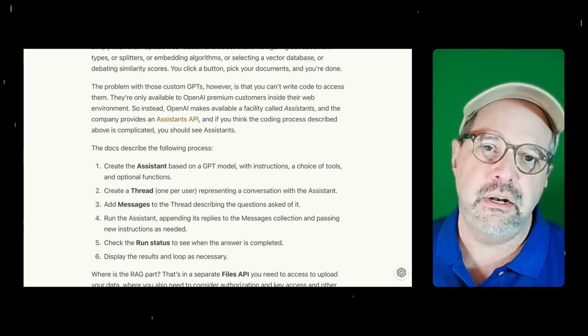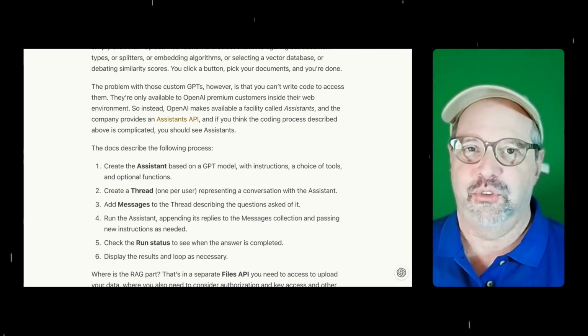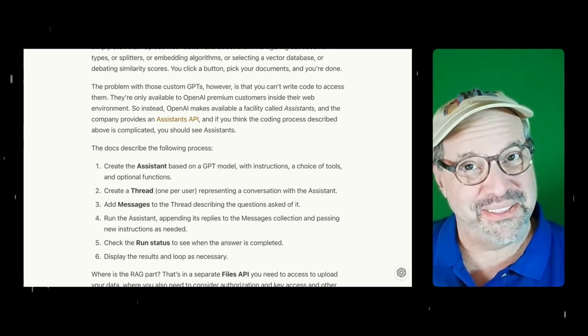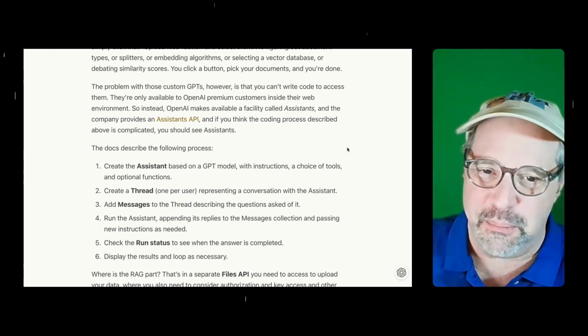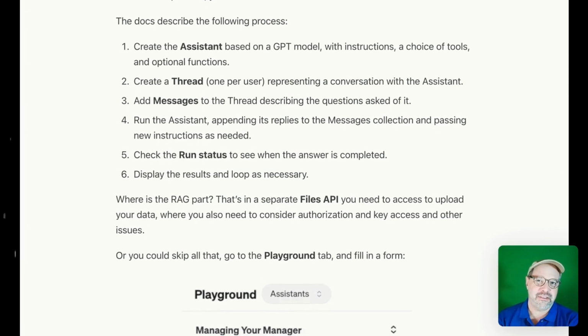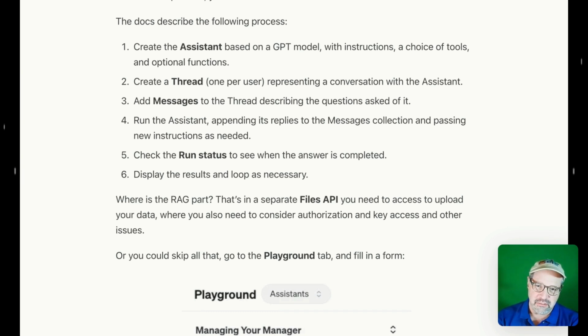Or as Air Canada found out, you can have it make up rules for when you can get reimbursed for flights. And then the company's got to live with it. Yeah, so a whole different set of problems there. If you look at the OpenAI docs, however, you see this gets complicated. You have to create an assistant based on an existing model. You put in instructions and a choice of tools and optional functions you can call too.